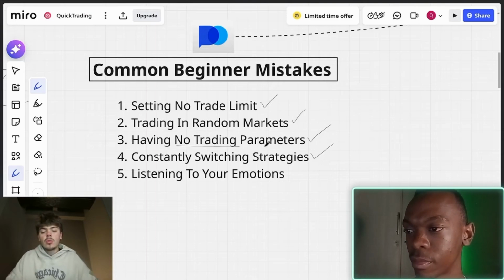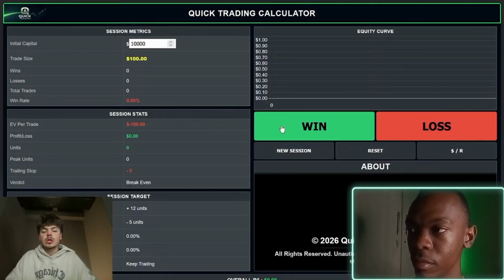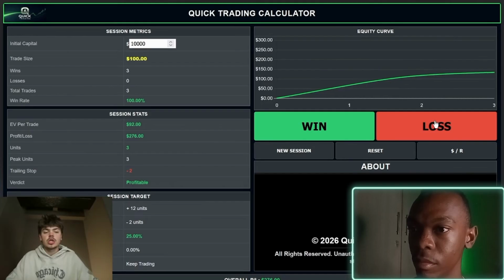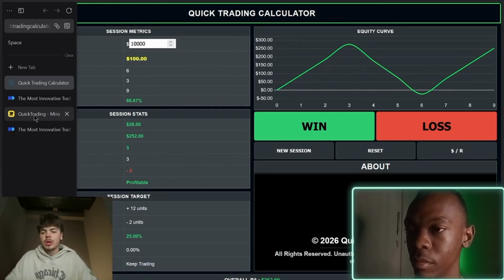Also, I'm trading with parameters. As I already explained, I'm using the calculator over here to actually stick to the take profit and the stop loss parameters and track my session whilst it is happening live. Like I said, if you want to get access to this, click the link below and you can use it for yourself and join the community.